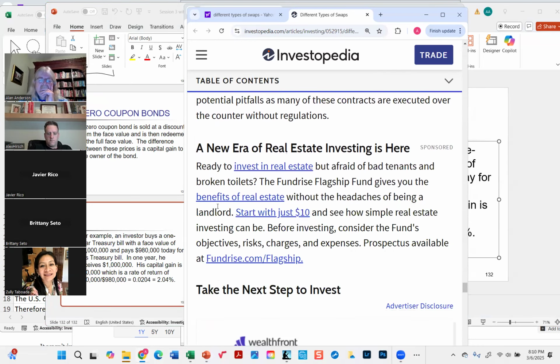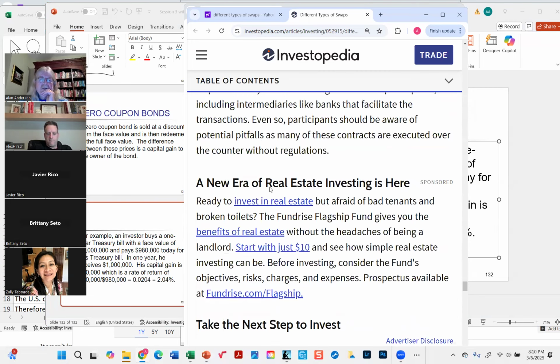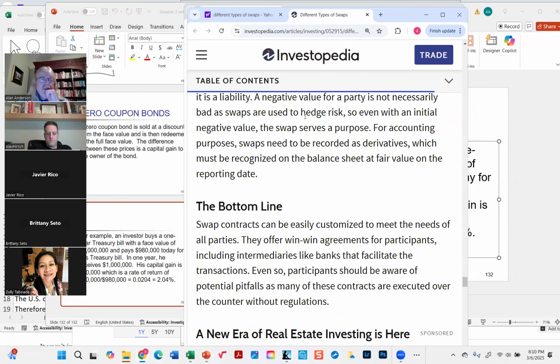So anyway, the market is massive. And it's a relatively new invention. Swaps have only been around since the early 80s, which is fairly new compared to the other derivatives out there.